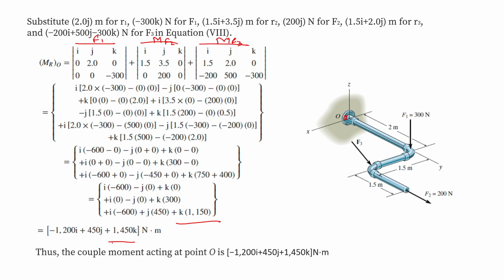Thus, we have found the value of the resultant force as minus 200 i cap plus 700 j cap minus 600 k cap Newton, and the value of the resultant moment as minus 1200 i cap plus 450 j cap plus 1450 k cap Newton meter.